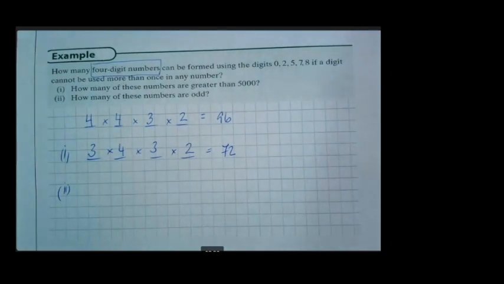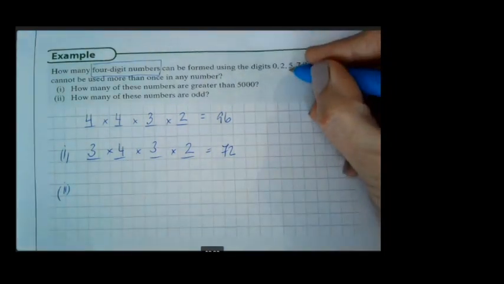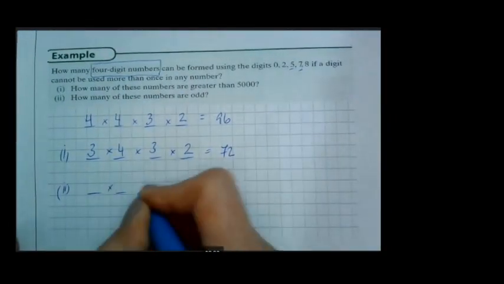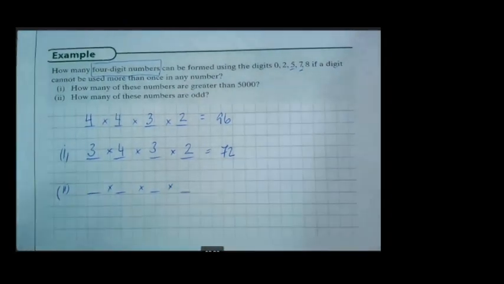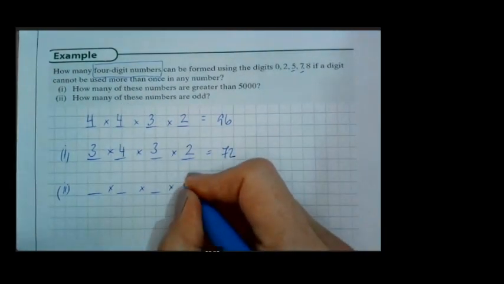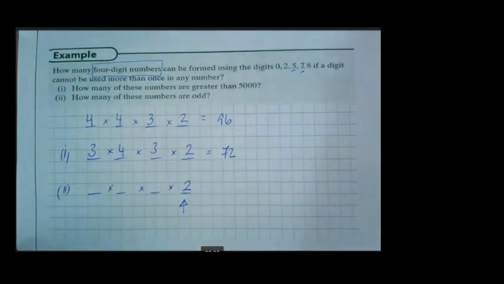And in part 2, it says how many of these numbers are odd. Okay, so for it to be odd, what does that mean? The restriction here is that it must end in either a 5 or a 7. So let's put up our 4-digit positions, and we'll start with our restriction, of course. If it's got to be odd, there's 2 options. It could be the 5 or the 7 here, can go into that last position.